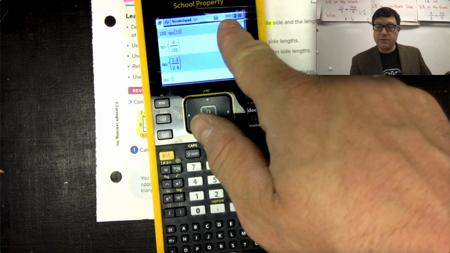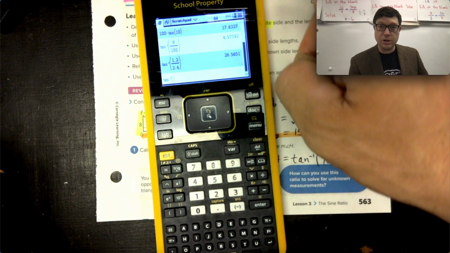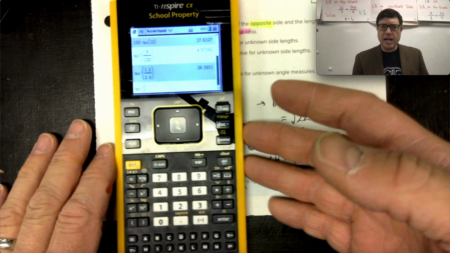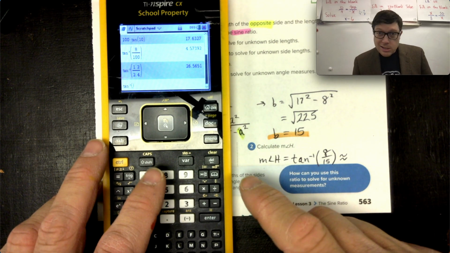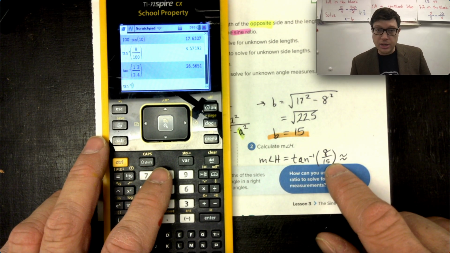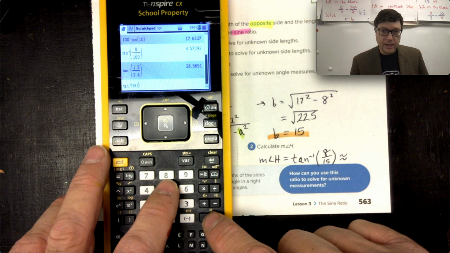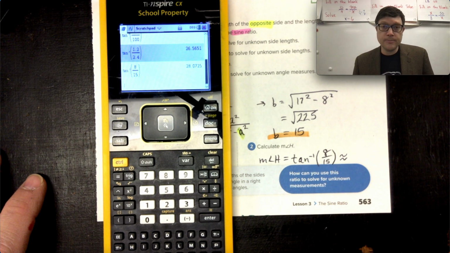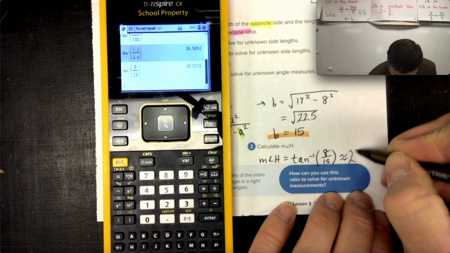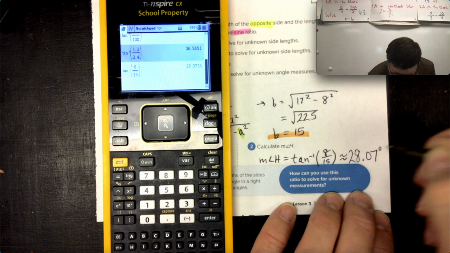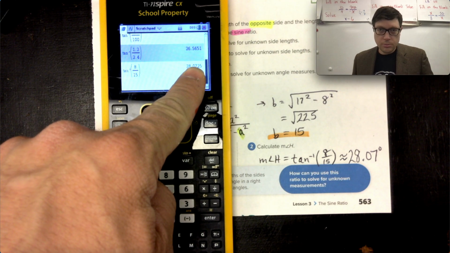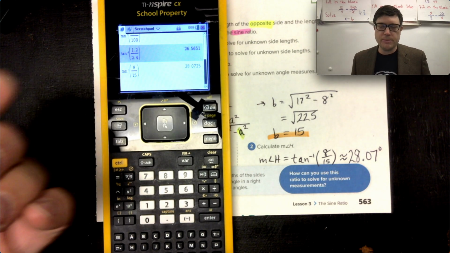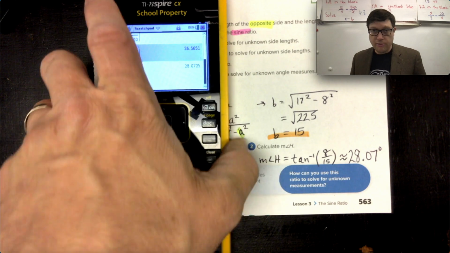Check with me or watch a video online on how to change the TI-Nspire into degree mode. Or if you're not using the Nspire but a different calculator, search for a tutorial. They're all over the internet. Last of all, we want this fraction, 8 divided by 15. Approximately 28.07 degrees. I would round it if the 2 was not a 2, but was 5 or higher. That would make the 7 round up to 8. Remember your rounding rules from like 4th grade.